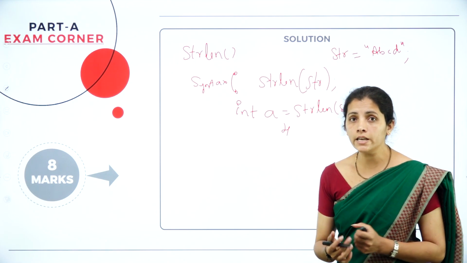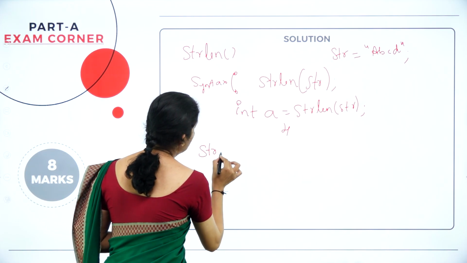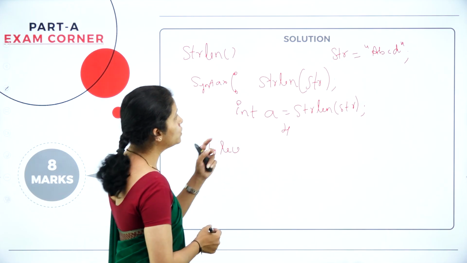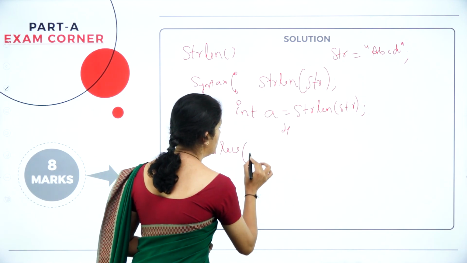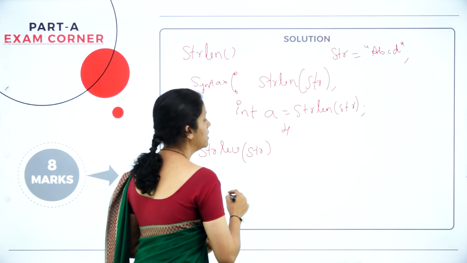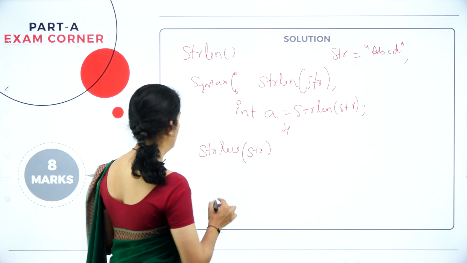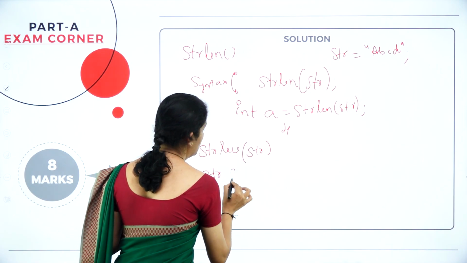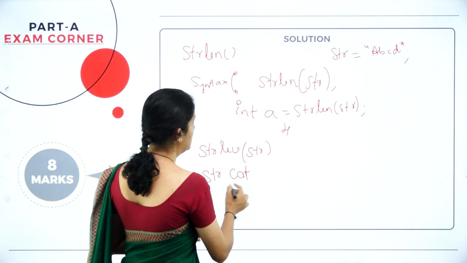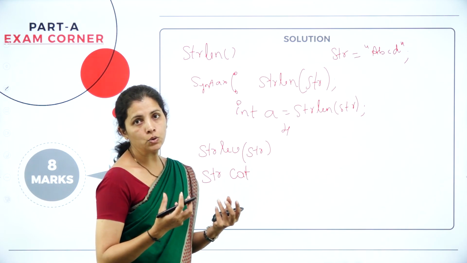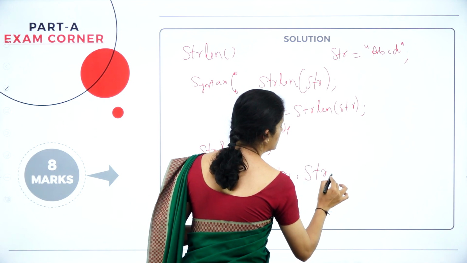Okay. Then string reverse. I'll write strrev. I want to reverse the string. So I want to get the output DCBA. So I'm going to pass str. I'm going to get the output DCBA. String concat, strcat. So what's the meaning? It is mainly used to combine two strings. So I'll take string 1 and string 2.